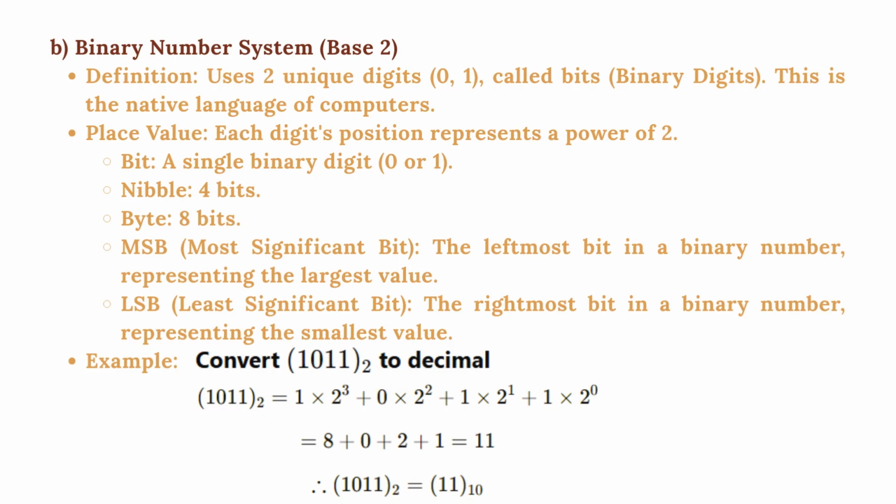For example, convert 1011 base 2 to decimal. We need to multiply by powers of 2. 1 into 2 to the power 3 plus 0 into 2 to the power 2 plus 1 into 2 to the power 1 plus 1 into 2 to the power 0. That is 8 plus 0 plus 2 plus 1, 11. So the decimal value of 1011 is 11.